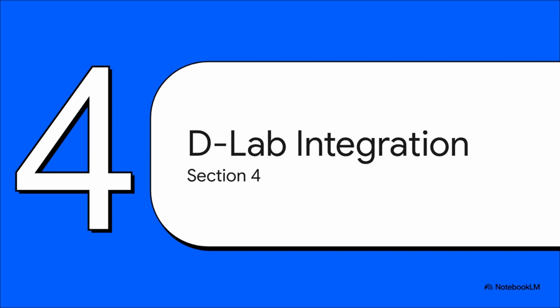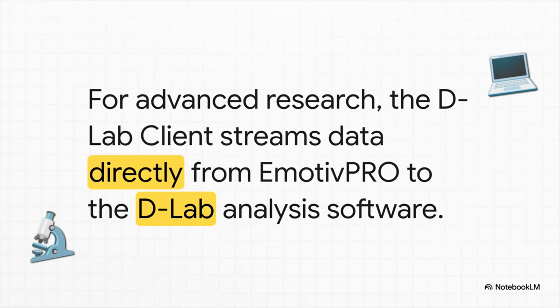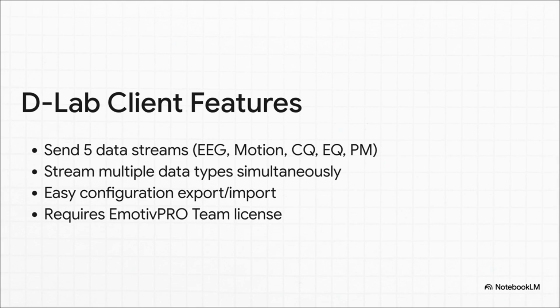Now, LSL is fantastic because it's so universal, but sometimes you need a more specialized direct connection. And for high-end research, a perfect example of this is the DLab client, which hooks directly into the DLab analysis software. The DLab client is basically a dedicated, super direct pipeline. Think of it as a purpose-built integration for researchers who are already working in that DLab ecosystem and just need a simple plug-and-play connection without any extra fuss. So with it, you can stream the 5 core data types all at the same time, and it makes setup super easy. Now, it is important to note that this is a premium feature, so it does require an Emotiv Pro team license. It's really tailored for those professional research groups.